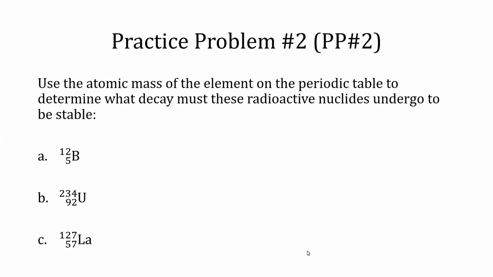Here is practice problem number 2. Use the atomic mass of the element on the periodic table to determine what decay these radioactive nuclides must undergo to be stable. They are 12_5B, 234_92U, and 127_57La.